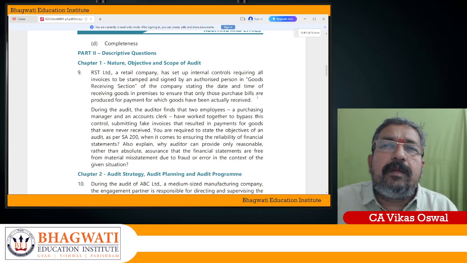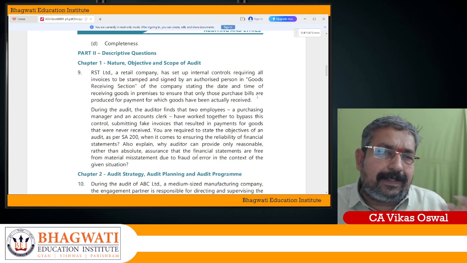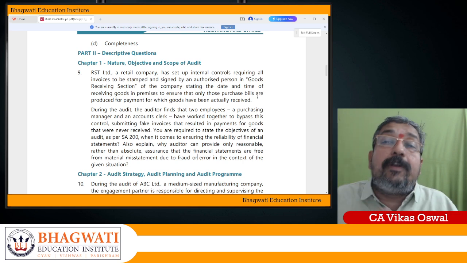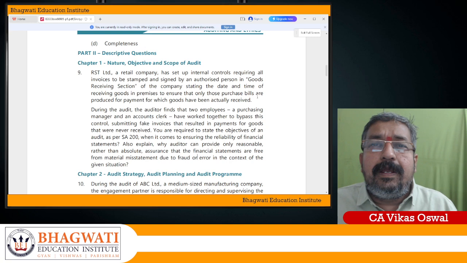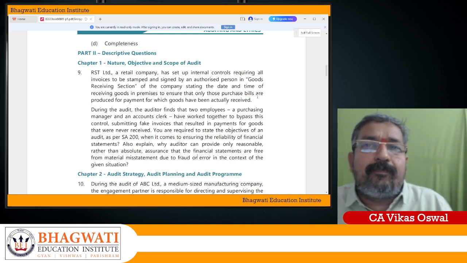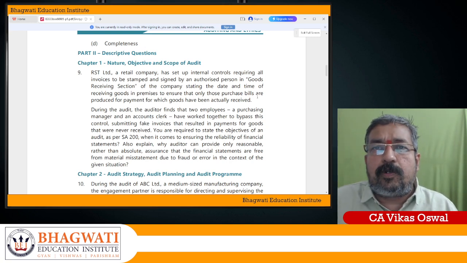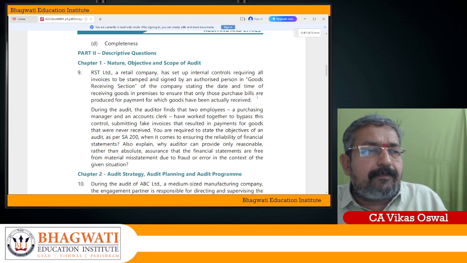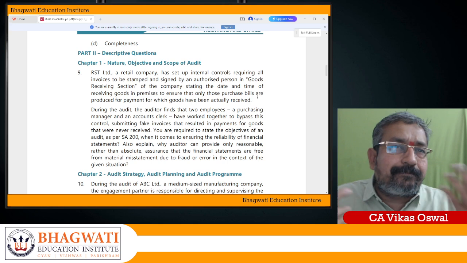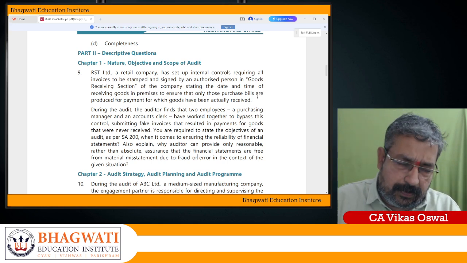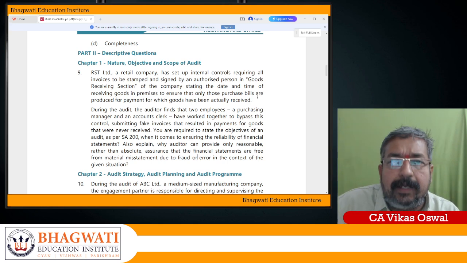Third thing, auditing is not an investigation. In an investigation you have the power to obtain evidence; in auditing, you don't. Then the timeliness of financial reporting and the decrease in the relevance of information over a period of time. As time progresses, the relevance of information gets reduced.